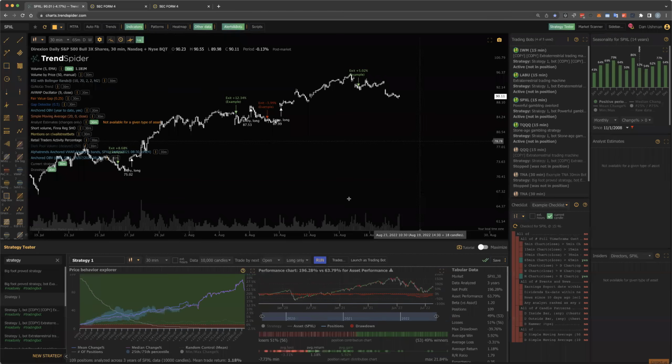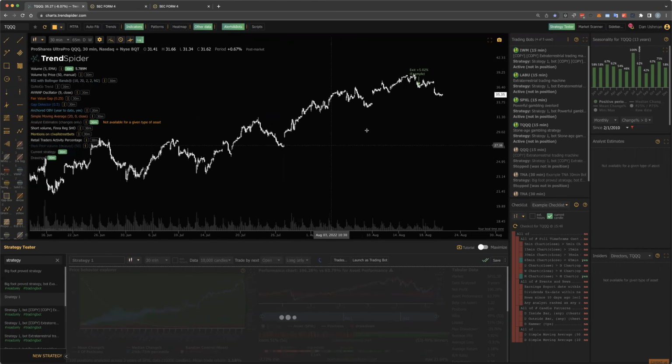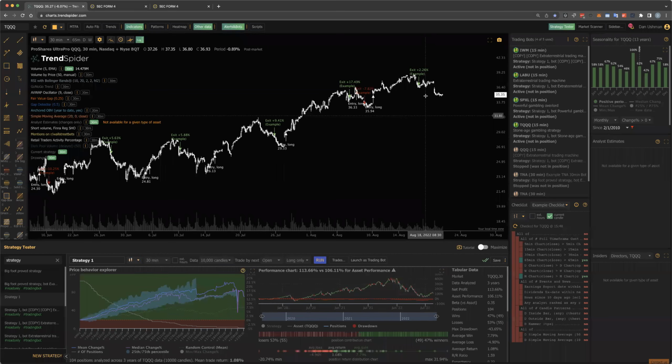And then if it ends on an open position, let's see if I can find one where it would still be in a position. It might be tough with this particular strategy. But if it does end on an open position, it'll actually take this price behavior explorer and plot it on the chart at entry. So you can see how the trade is performing relative to the sum of all the past trades. It makes it very easy to say, hey, it's not going right, I should get out, right?